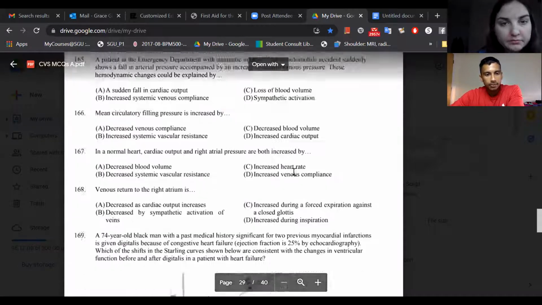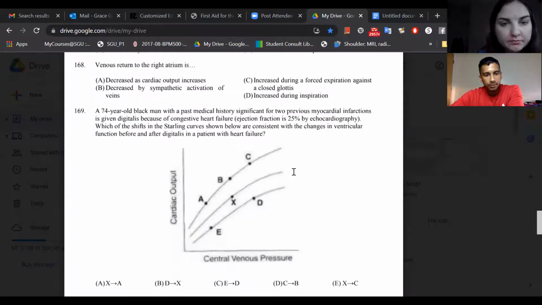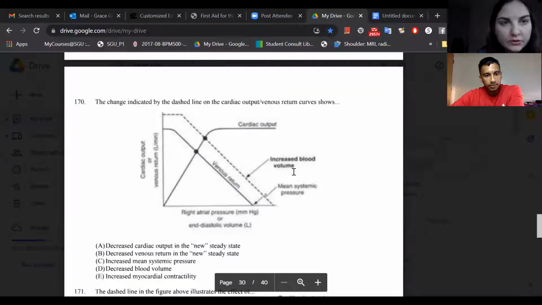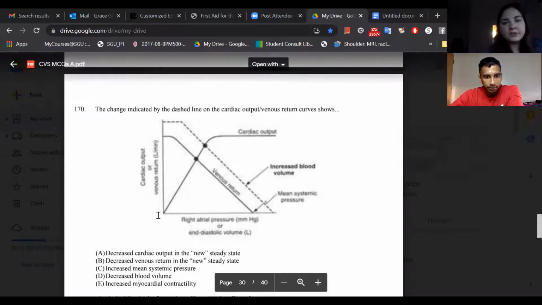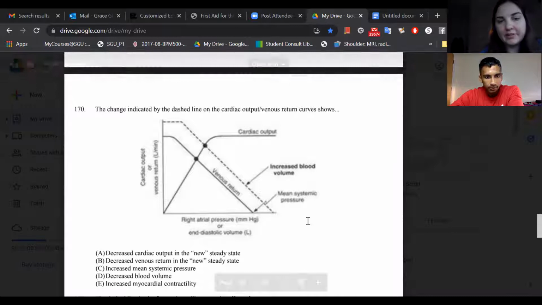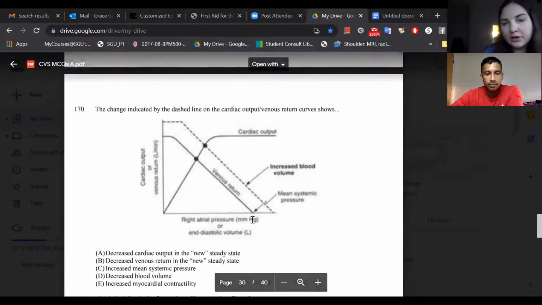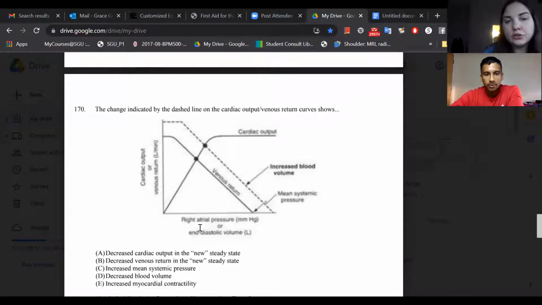There should be one. There should be a couple. This is one of them. Here's one. Okay. So first thing we want to do is check our axes and make sure they didn't flip them, right? So cardiac output is still here. Right atrial pressure is here. And notice it says right atrial pressure or end diastolic volume because we talked about they're pretty much going to be equivalent. Okay. So this solid line here is our cardiac output.